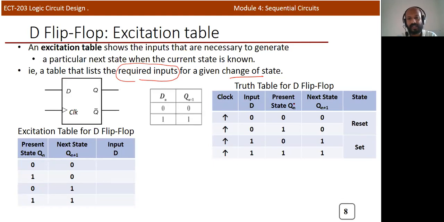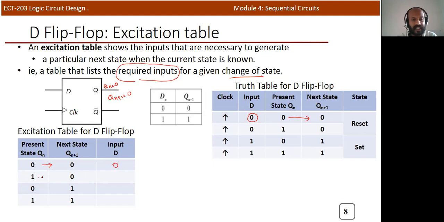Here we have input, present state, and next state. In order for a change from 0 to 0 to occur, that is Qn is equal to 0 and you are getting Qn plus 1 which is also 0, after applying the clock signal you are again getting 0. What should be the D input? From the truth table, you can identify that in order to change from 0 to 0, the D input should be 0. So you can write D input is 0.